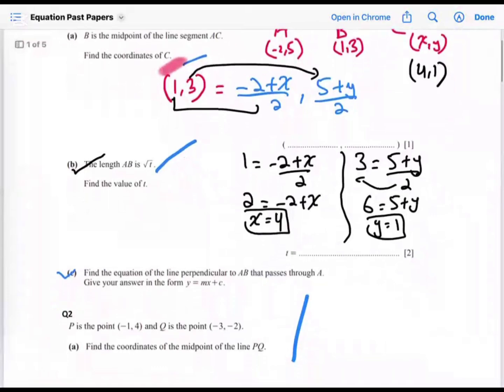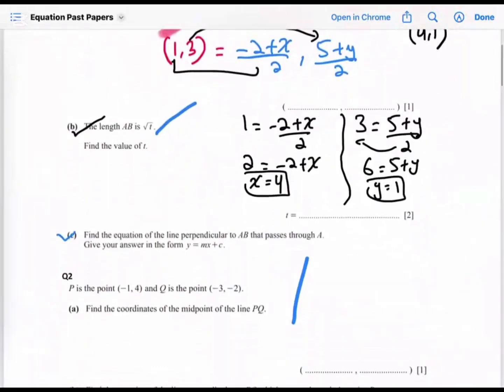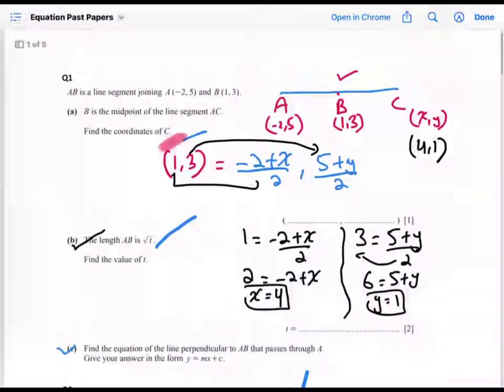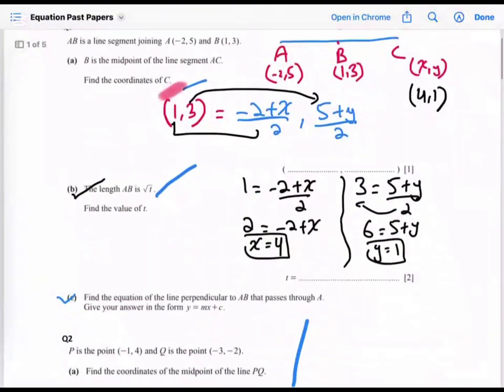The first step I did was m1 equals 3 over 2. How did you get 3 over 2? Did you use point A or B? I used A. What is the formula of slope? Y2 minus y1 upon x2 minus x1.